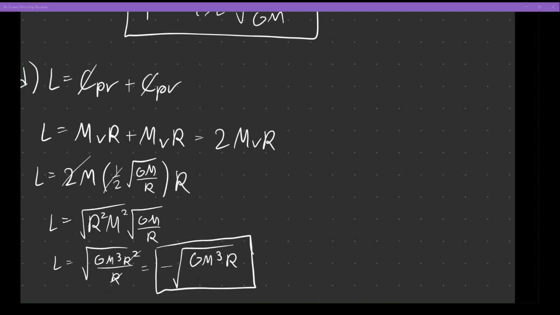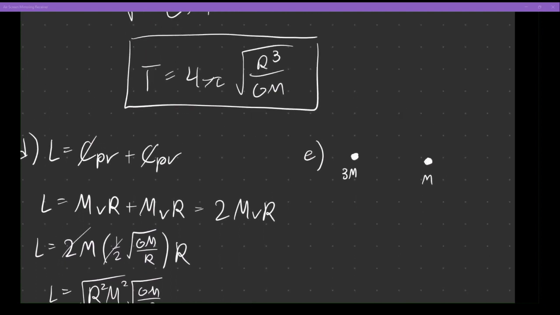And then for part E, it's asking to draw a diagram of the orbits if one of the masses is 3m now. So I'm going to set this up here. This is a box. So this is 3m, and let me say this is m. So I've got to find the new center of mass, find out what it orbits around.